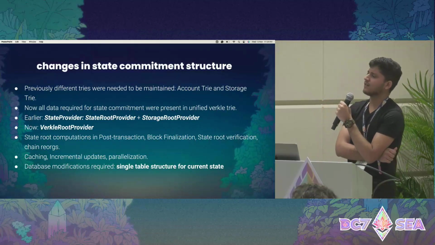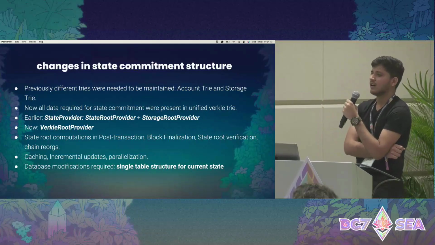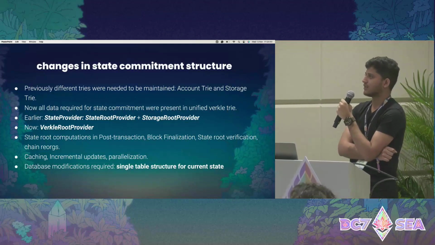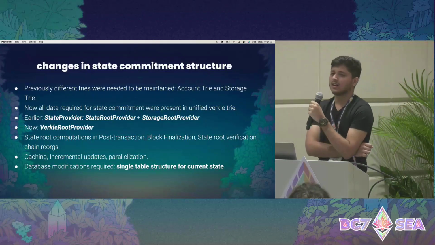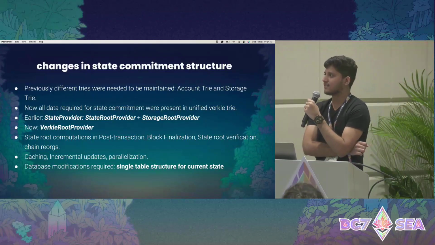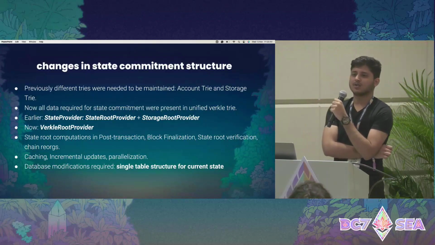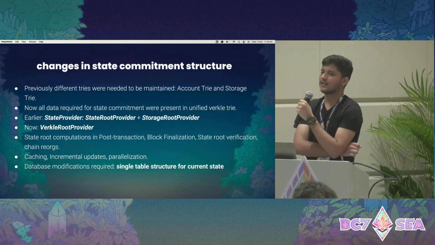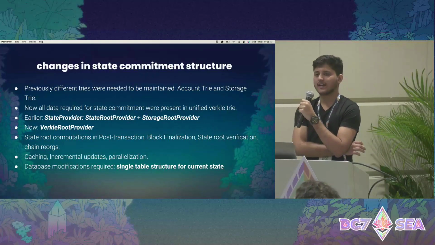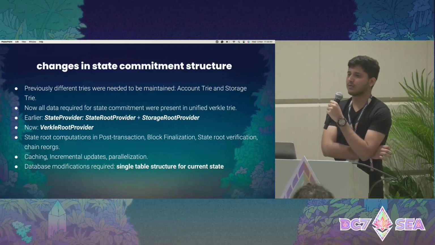Now, there are some improvements in the efficiency and processing of the clients. For example, currently the MPTs implemented by reth use a caching mechanism for storing the intermediate roots. They use incremental updates so that they do not have to compute the whole root again, and they can just partially compute the roots.